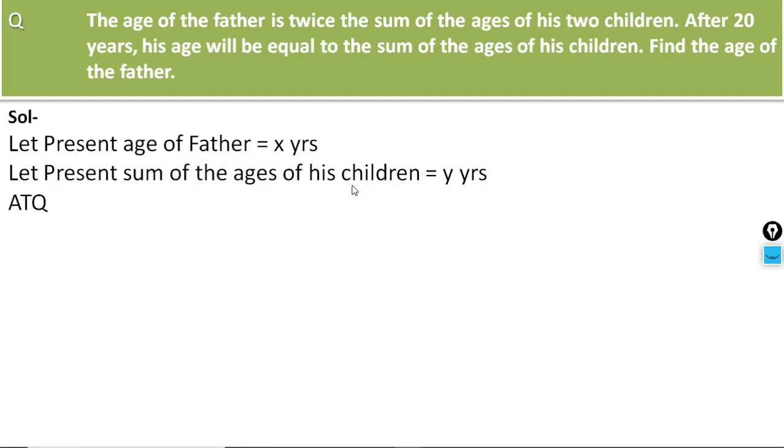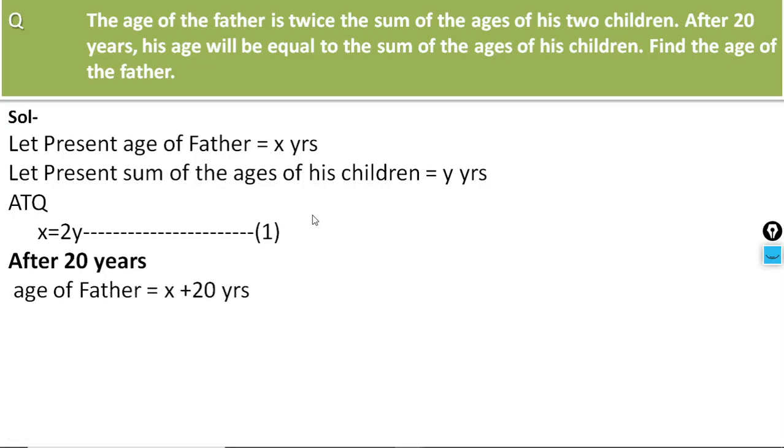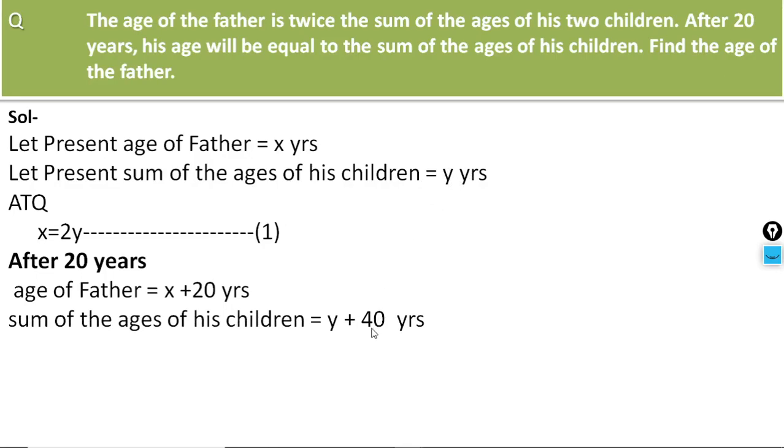First, we'll write the first situation. The age of the father is twice the sum of the ages of the children, means x is equal to 2 times y. Now, after 20 years, the age of the father will become x plus 20, and for the sum of the ages of his children, 20 years will be added to the first child and 20 years added to the second child. So overall we get y plus 40 years. This statement is important: y plus 40 years.